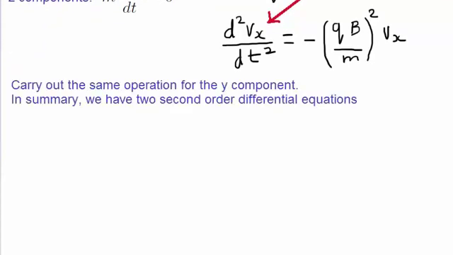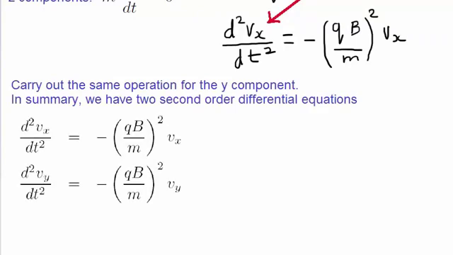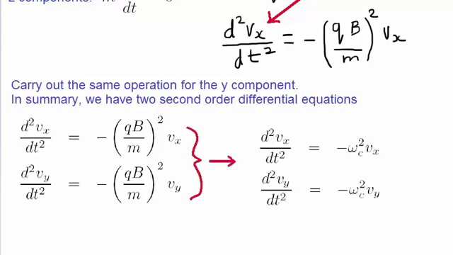As a summary, we end up with two second order differential equations. The first one you've seen, which we've just derived for the Vx component. And in the same way, we can have a second order differential equation for the y component. Now, both of these equations can be written in a slightly more compact form, where we've replaced the qB on m on the right-hand side with omega c.